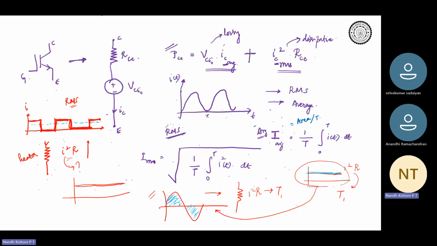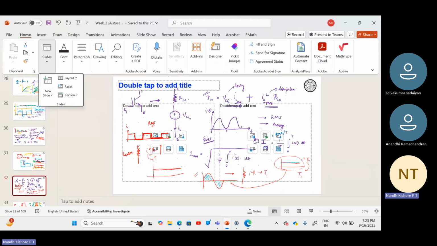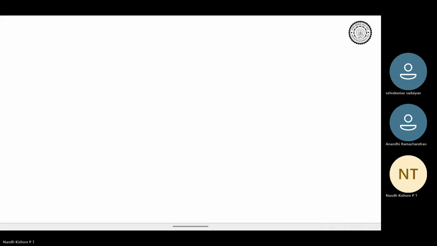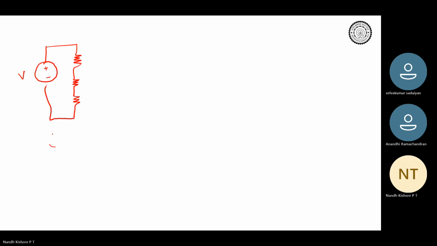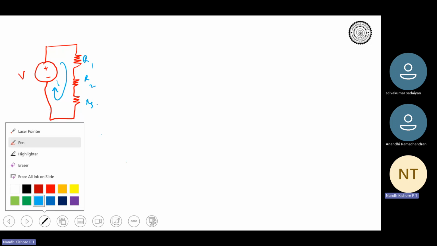Okay, so if we have to draw the electrical equivalent, let's say this is your V. This is how we draw in electrical terms, right? There's your R1, R2, and R3. Analogously, you can draw for heat also.